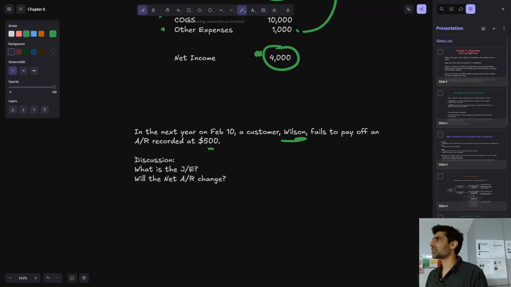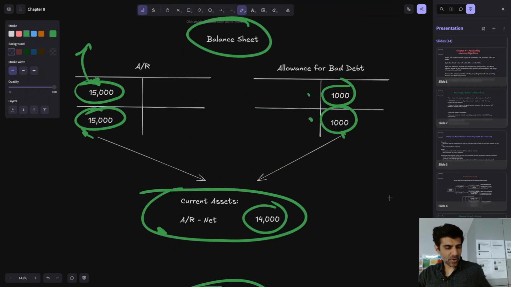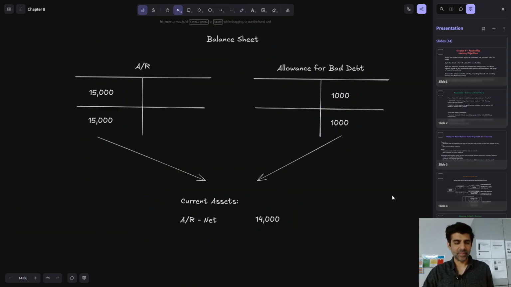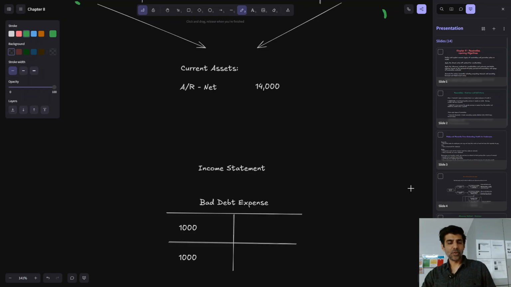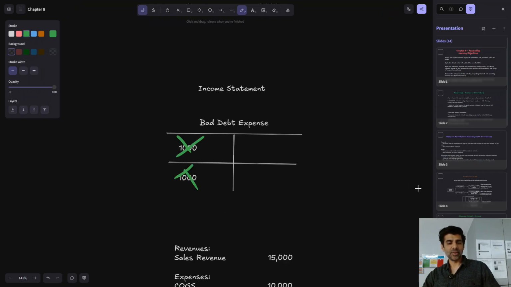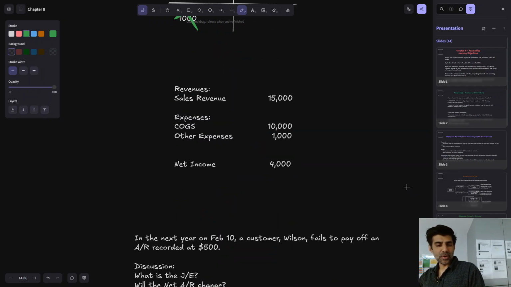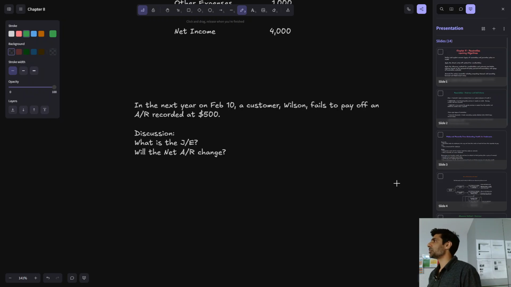Assume this is the first transaction of the year. There have been no credit sales. Our balances are still this. It's not realistic, but just assume this is our balance for accounts receivable, and this is our allowance for bad debt. And of course, since it's the new year, this goes to zero. Okay, this is a temporary account. So think about what the journal entry should be. And again, we're using the allowance method now. Does anyone have any ideas?